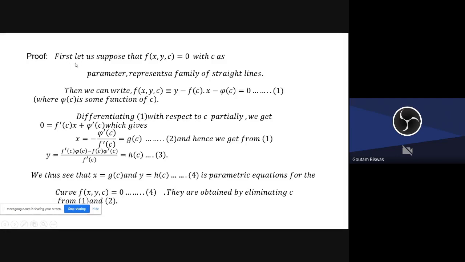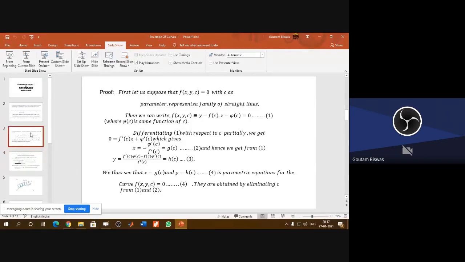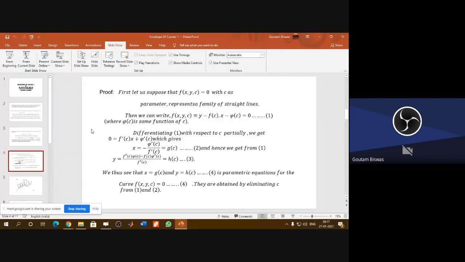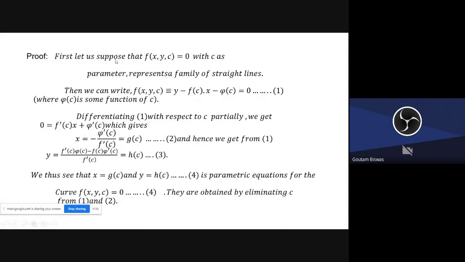Proof. First, we are going to prove this assertion. What is that assertion? We can come to that before. This is our definition, and we are going to prove the definition now. First, let us suppose that f(x, y, c) with c as a parameter represents a family of straight lines.